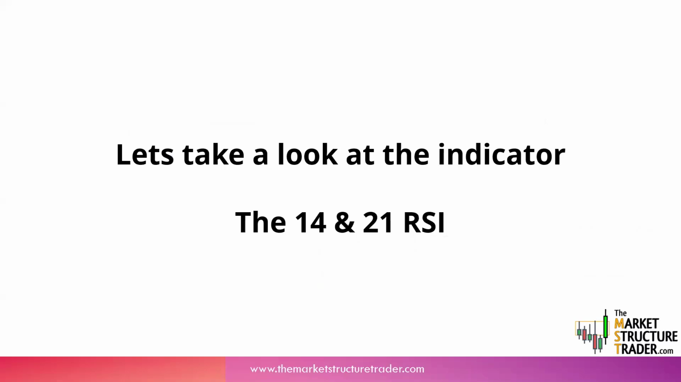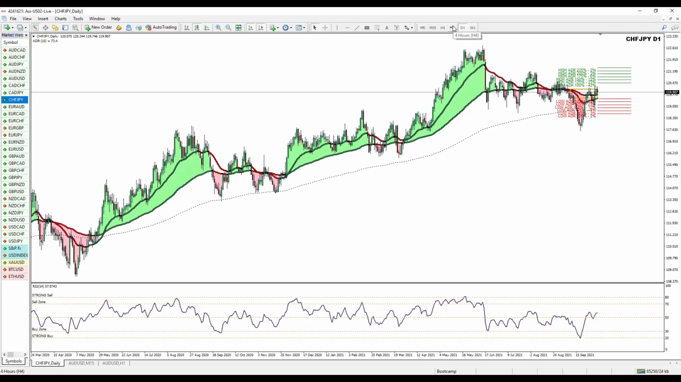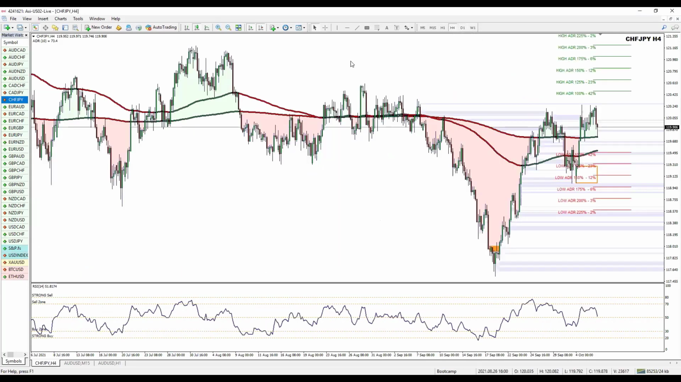So this is the 14 and the 21 RSI. So we'll go back over to the charts. So we'll drop down to a lower time frame. Okay, so I use the 14 and the 21, and I use the 14 on higher time frames like the 4-hour and the daily. Okay, so what I'm looking for with the RSI is for the RSI to have shown me that price has moved hard in one direction.